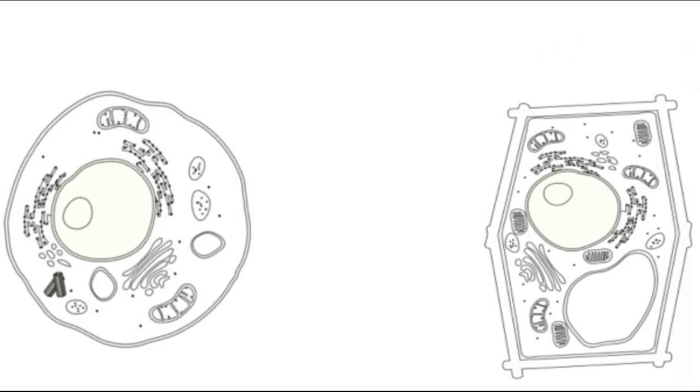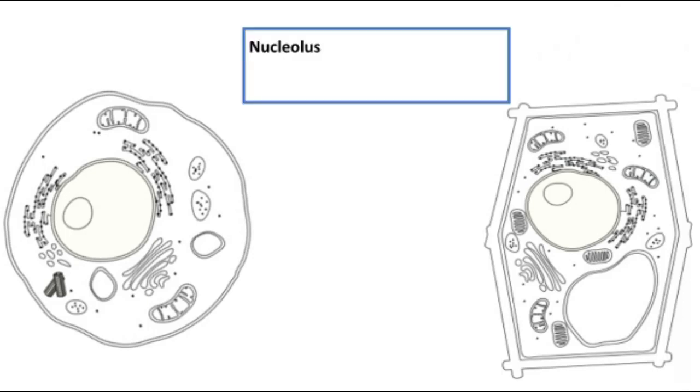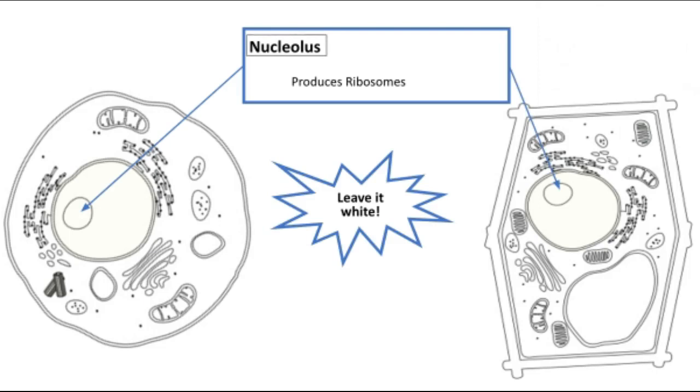The next cell organelle we're going to learn about is found inside of the nucleus and is known as the nucleolus, which creates or produces ribosomes. And that's going to be that white circle that we found inside the nucleus. This time we're going to leave this one white.